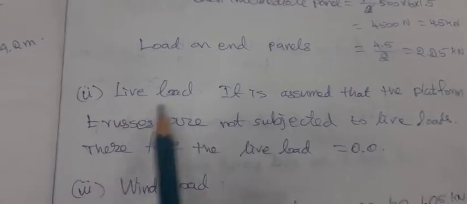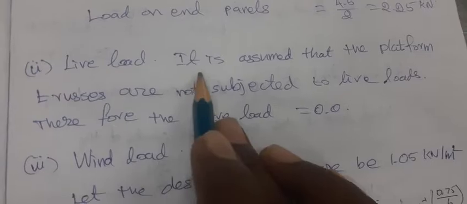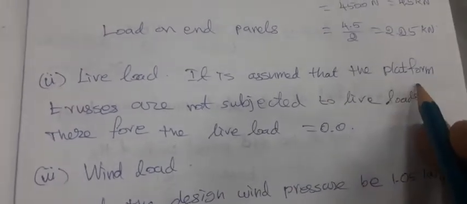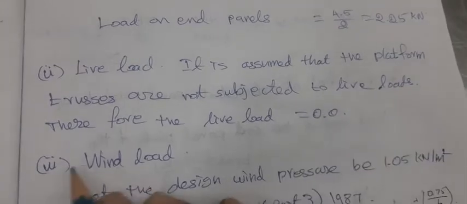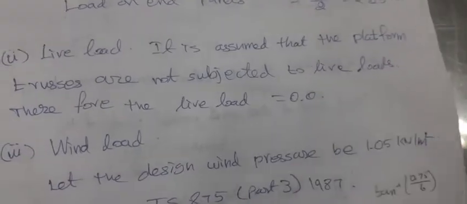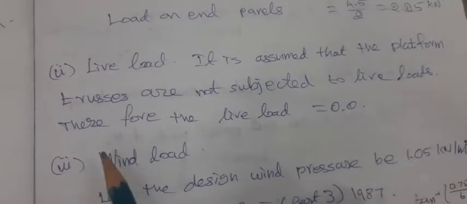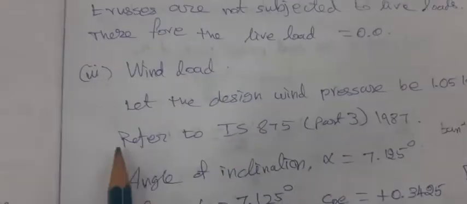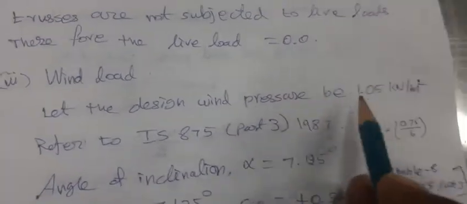So here, live loads. We know it is a roof truss. So it is assumed that the truss members are not subject to live loads. Therefore the live load will be taken as 0 kilonewton per meter square. That means 0. So another important load calculation is the wind load. So let the design wind pressure be taken as 1.05 kilonewton per meter square.